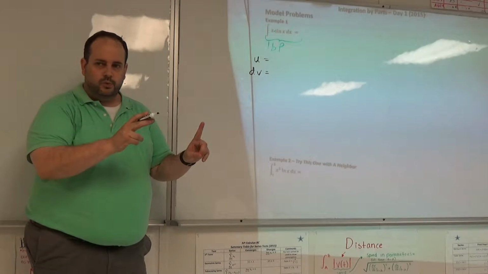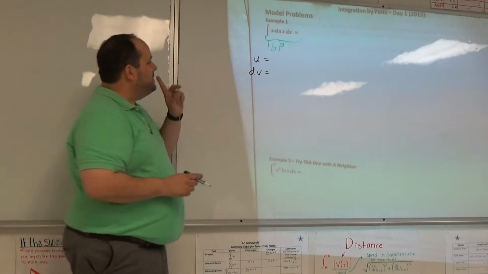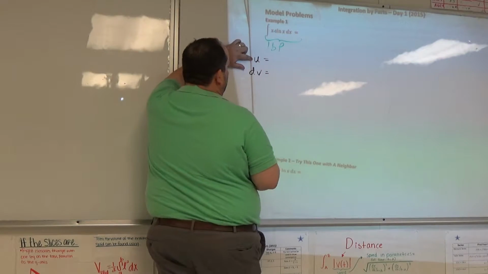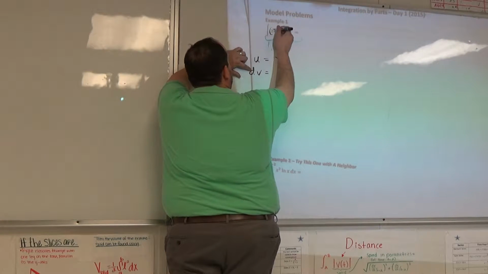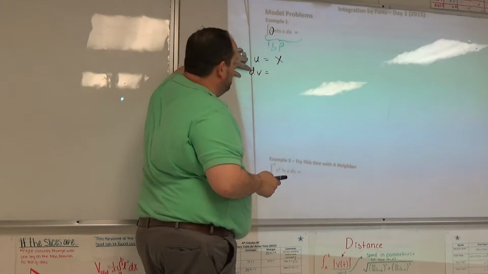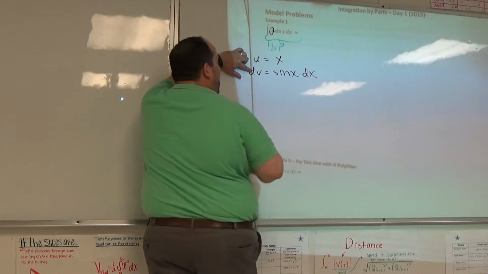The easier thing to find the derivative of. What's the thing that becomes easier when I find a derivative? X. dv then has to be all the other things. Sine of x? Not just sine of x. Oh, the times dx. Sine of x and the dx.